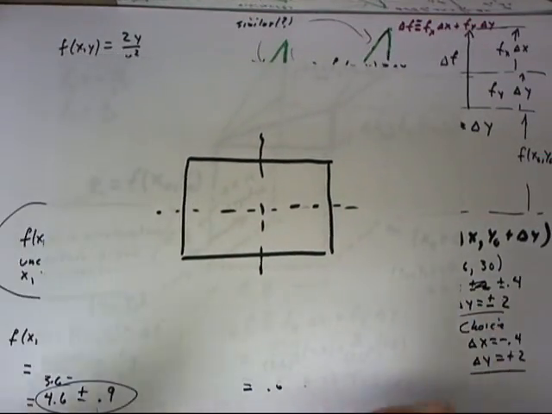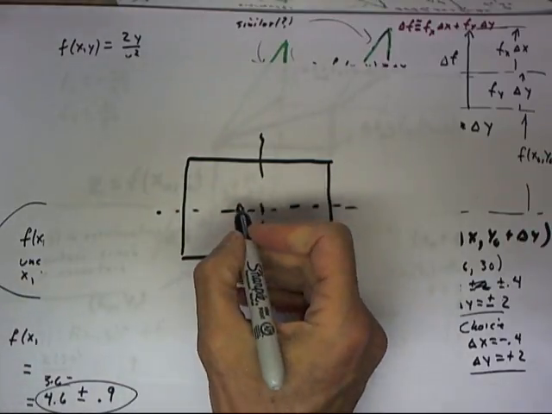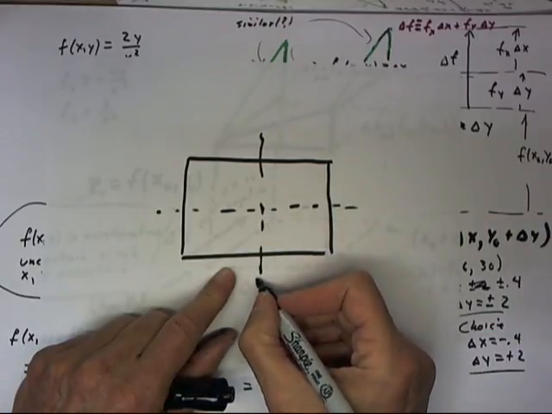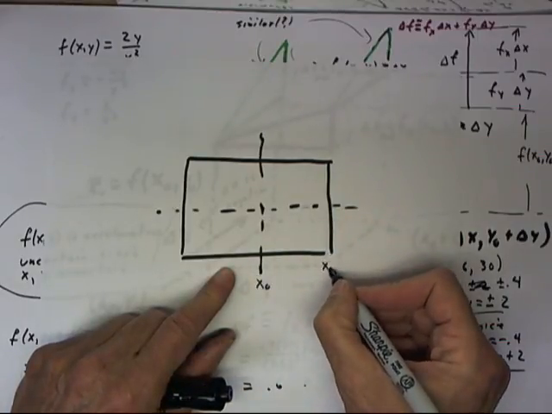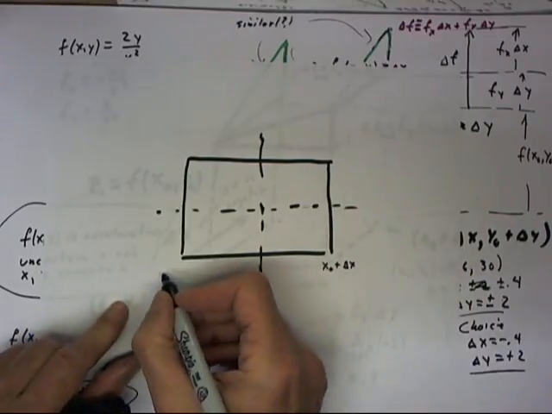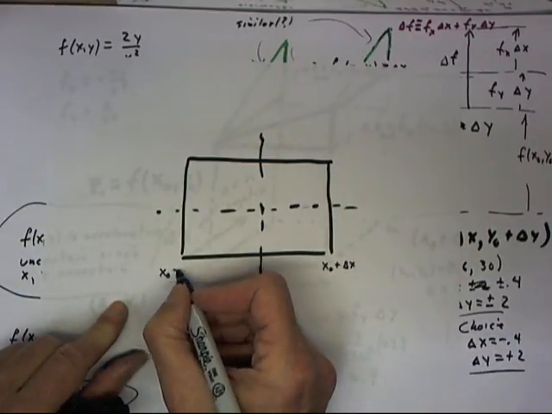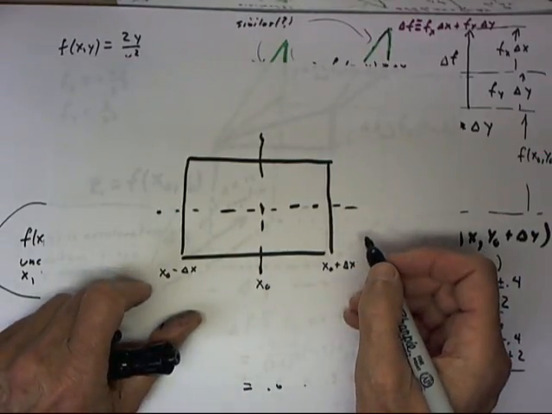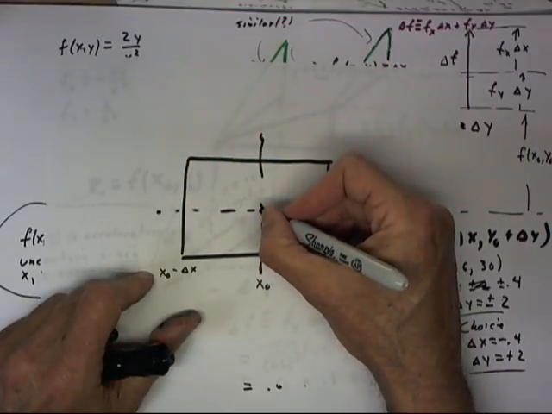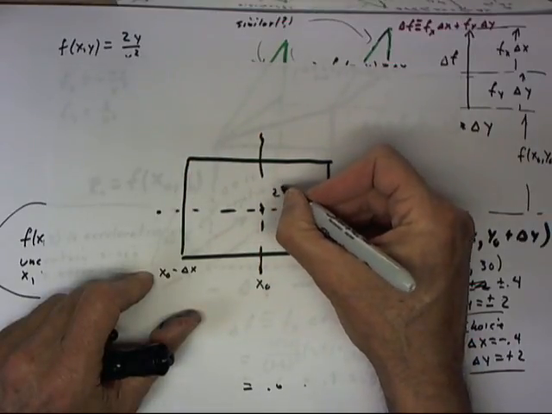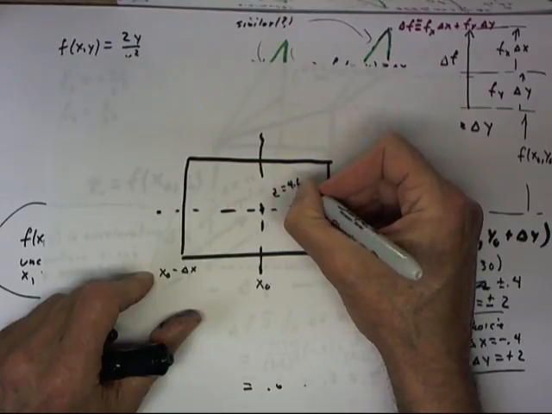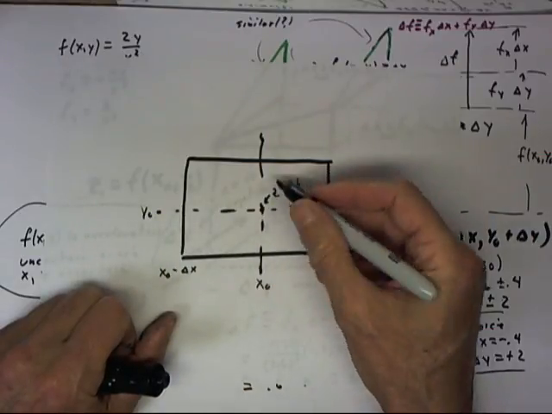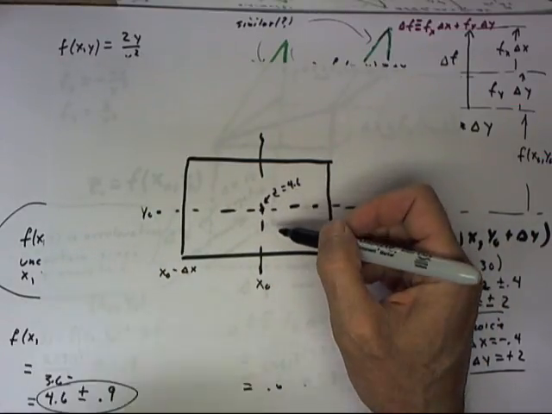Returning to our former picture, where x0, y0 is this point, and we'll regard that as understood. Here's x0. At this point we have x0 plus delta x. At this point we have x0 minus delta x. At this point here in the center we have z equals 4.6, meaning that if we evaluate the function at the x0, y0 point that we observed, we get 4.6.